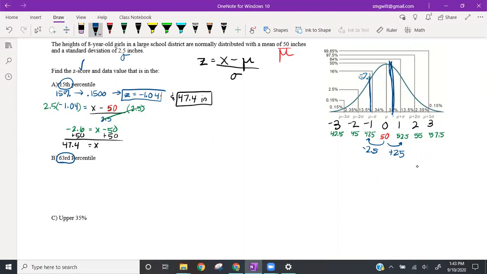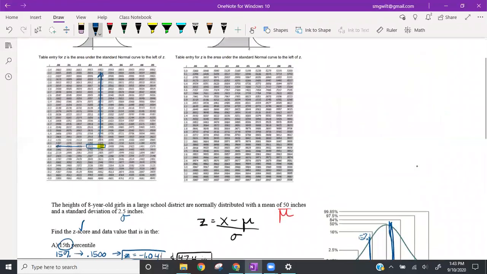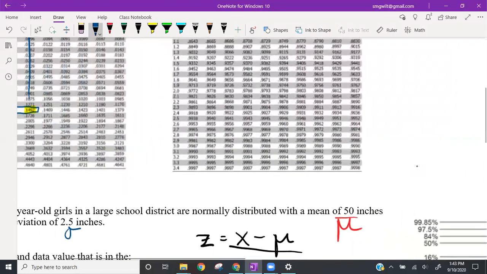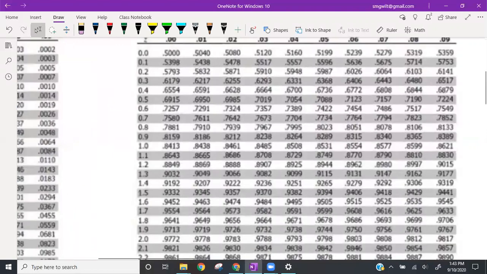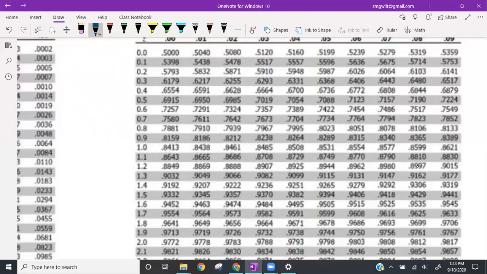Okay, so we're going to look for something as close to 63% on the z-table. Because I have a positive z-score, that means I'm going to look at the other z-table. So I'm looking for something as close to 0.6300 as I can get. So that's going to be up here. So I'm going to be somewhere in this range, and I want to figure out which one is closest to 63. And so that's going to be the smaller one.